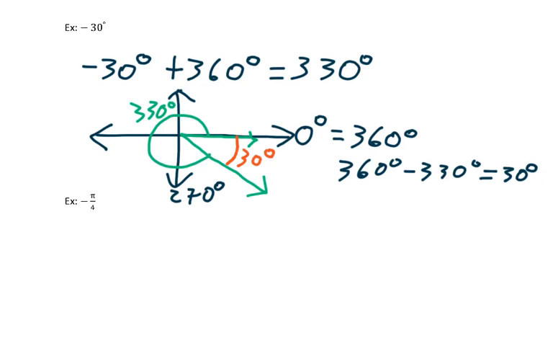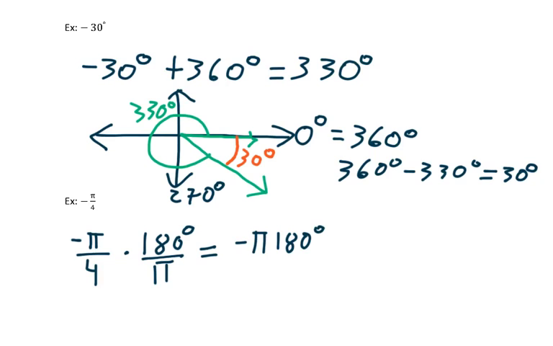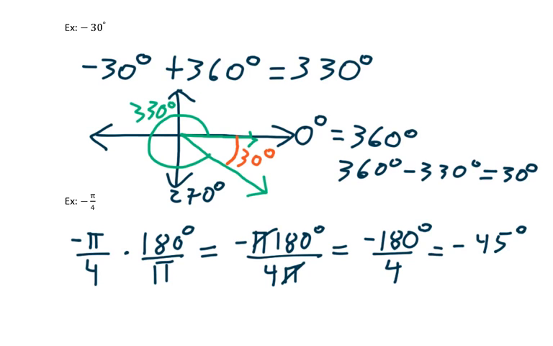Okay, that's good. Now let's look at negative pi over 4. Same idea, but for fun, let's convert this into degrees. So how do we do that? We multiply by 180 degrees over pi. So we get negative pi times 180 degrees over 4 pi. Of course the pi's cancel. We're left with negative 180 degrees over 4, and that's negative 45 degrees.